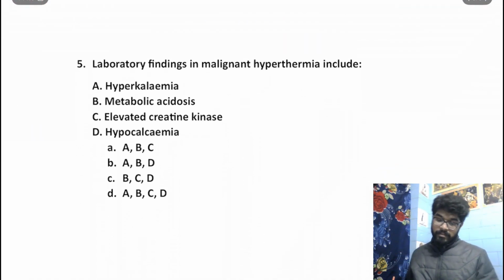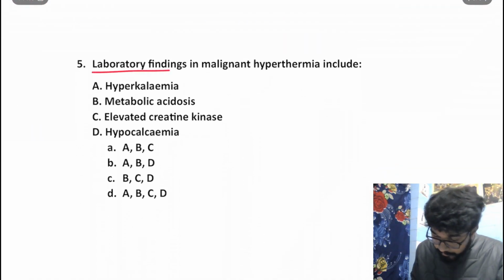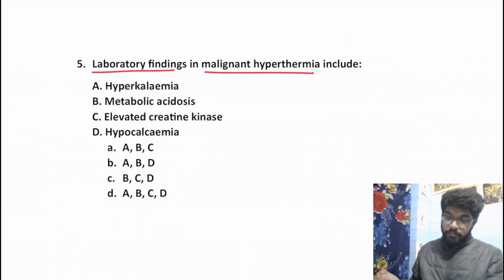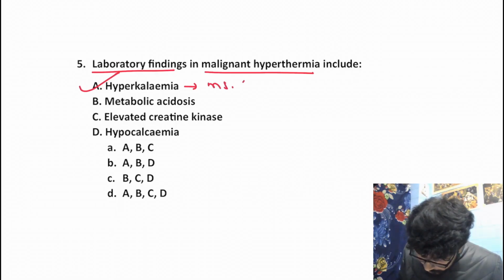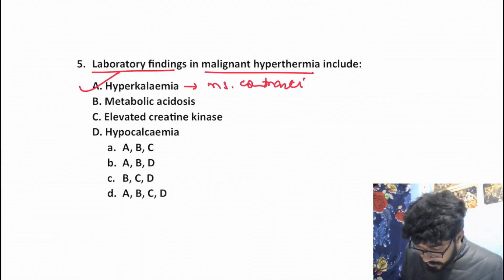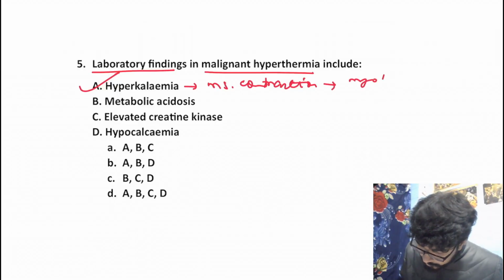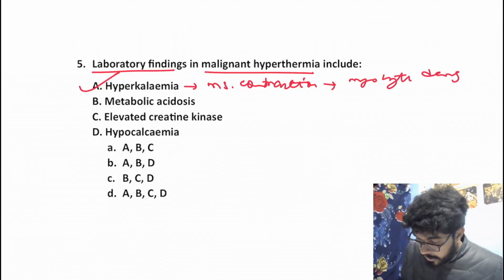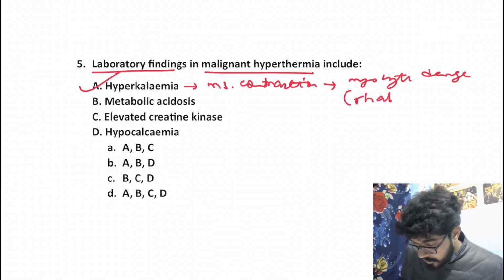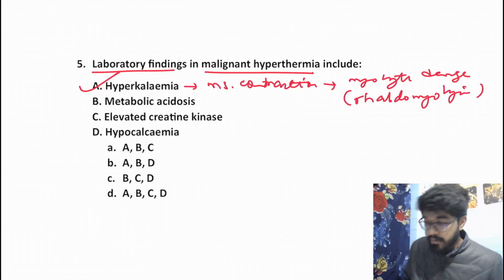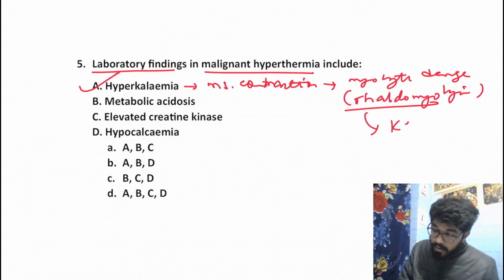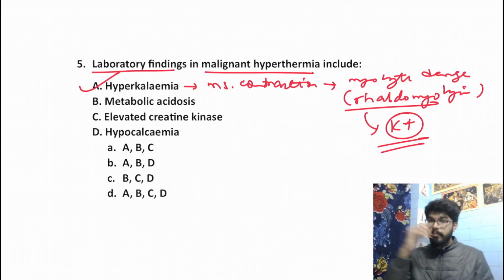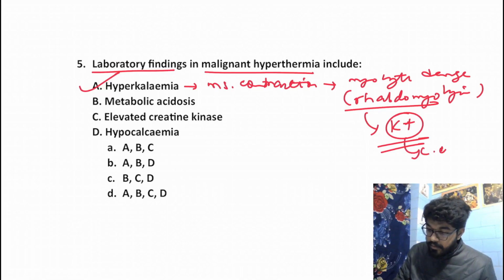Moving on to the next question. Lab findings in malignant hyperthermia include hyperkalemia. Yes, we do get hyperkalemia. Why? Because of the sustained muscle contraction. There would be myocyte damage, leading to rhabdomyolysis. Okay, and this rhabdomyolysis would result in release of the intracellular content, especially potassium, right, leading to hyperkalemia, and this can even trigger cardiac arrhythmias.